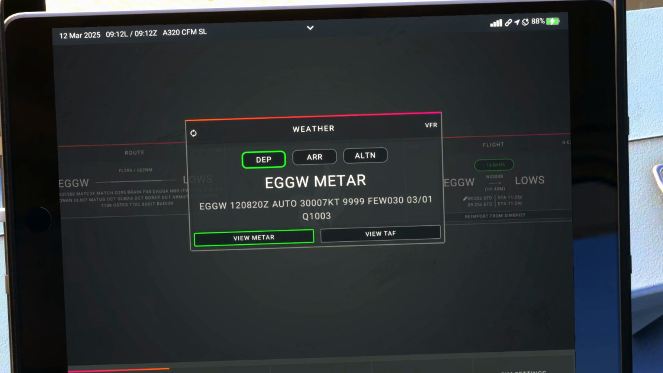So there's another really important point. That's one that does catch a few people out when getting their cloud base correct, especially if it's close to minimums. So watch that one. So today 030 indicates that the clouds are at 3,000 feet above ground level.